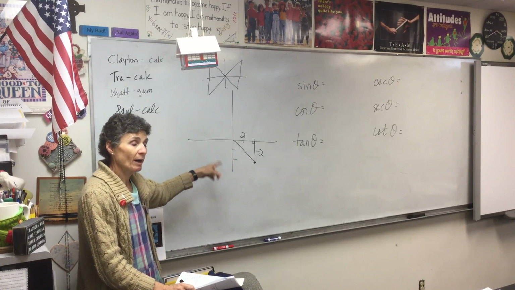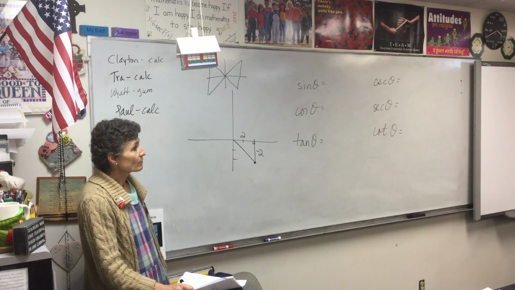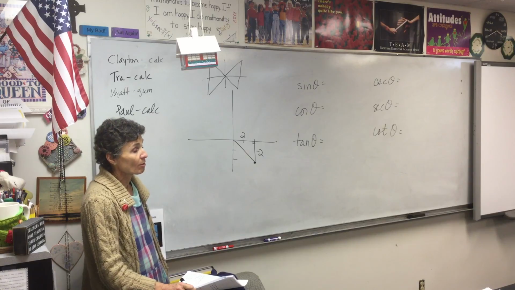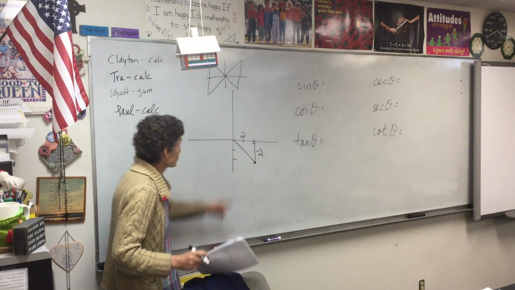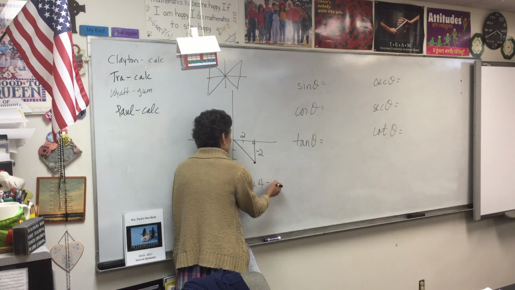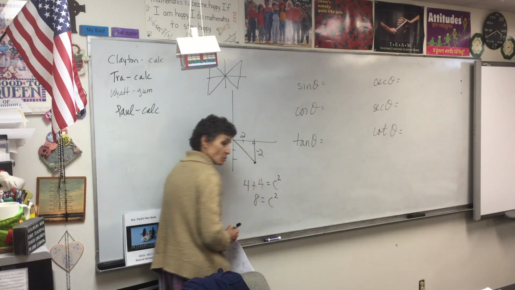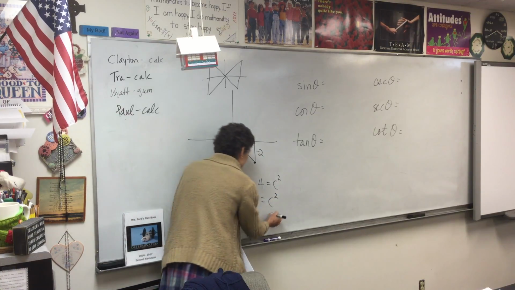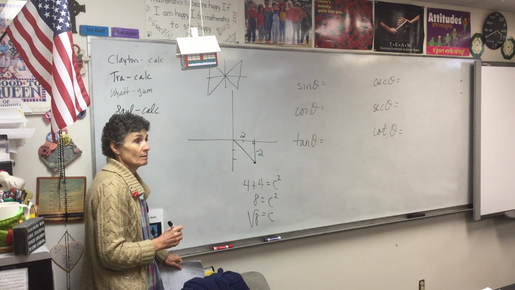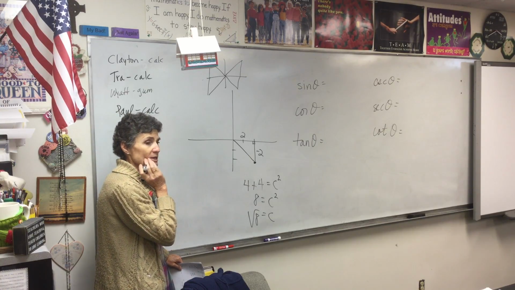Now, let's find the hypotenuse. How will we find the hypotenuse? Pythagorean theorem. Remember, in the Pythagorean theorem, everything is positive. Don't you dare put a negative in the Pythagorean theorem because it's squares. So we're going to have 2 squared, which is 4, plus 2 squared, which is 4, equal to c squared. So 8 equals c squared, and c equals the square root of 8. But be careful, there's something special about the square root of 8. What's special about it?